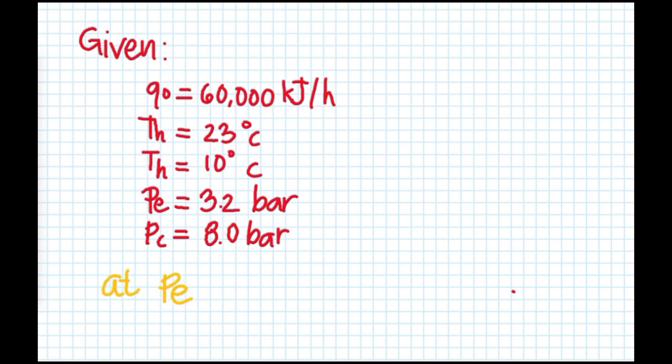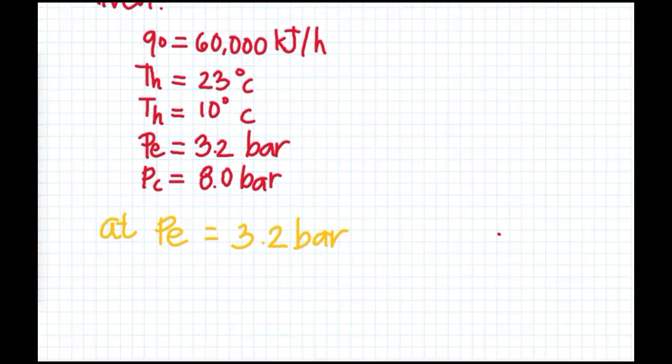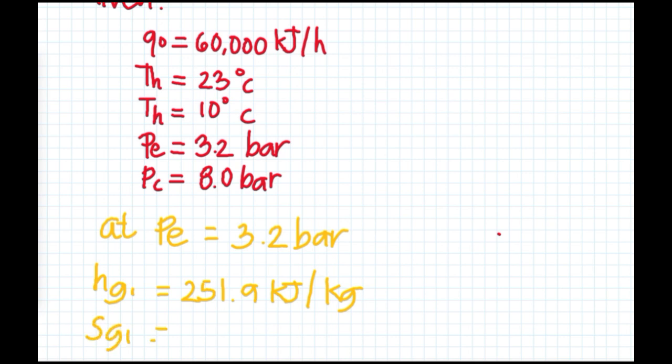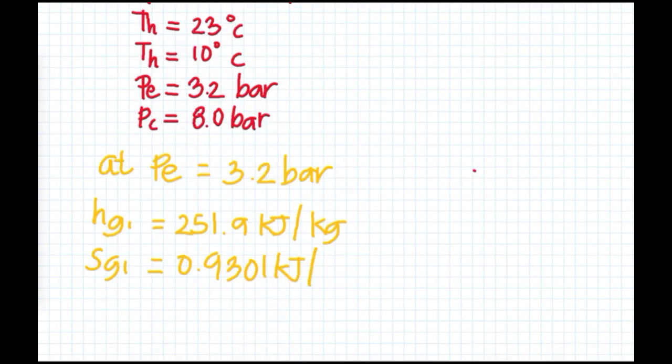So refer to the steam table. At the pressure of the evaporator, 3.2 bar, the specific enthalpy of the vapor is 251.9 kilojoules per kilogram, and the specific entropy of the vapor is 0.9301 kilojoules per kilogram.